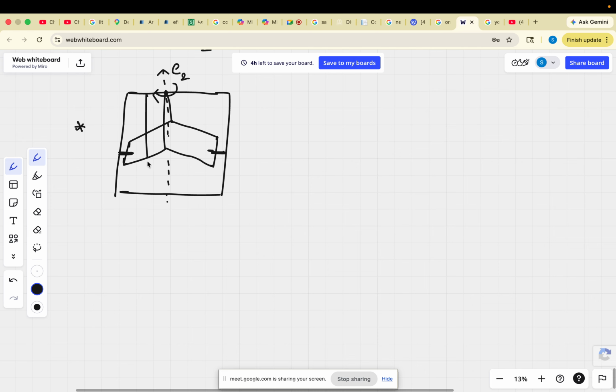Another sigma v will be like this. This actually cuts this carbon atom, this carbon atom and this carbon atom. So this whole bridge, the plane I am passing through this bridge. If you pass a plane through this bridge, this part and this part become mirror images of each other. So we have a C2 axis and 2 sigma v. That will lead to C2v point group.